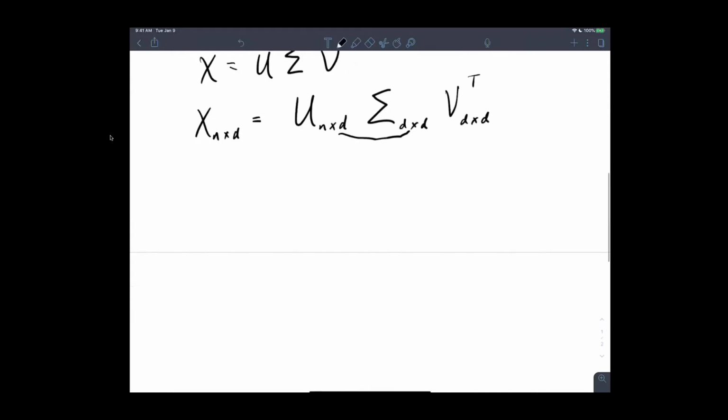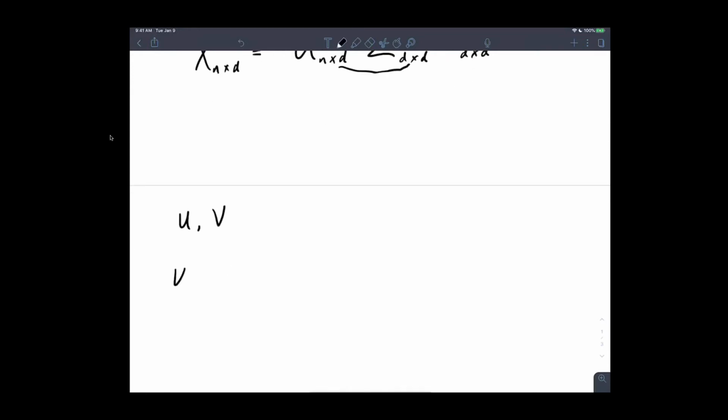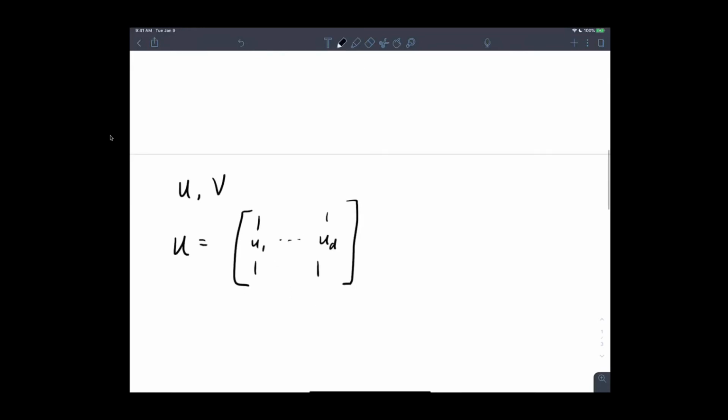So U and V both have this property that their columns are all orthonormal to one another. What does that mean? Well, let's write U as consisting of a set of column vectors. Question, what should the subscript I put here be? How many column vectors make up U? D, good, because we said that U has D columns. Great. V also has D columns: V1, V2, up to VD.